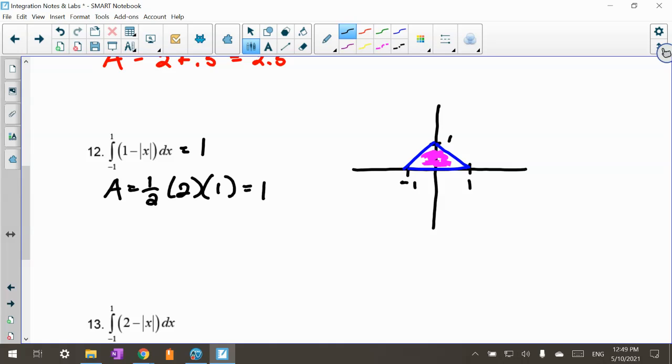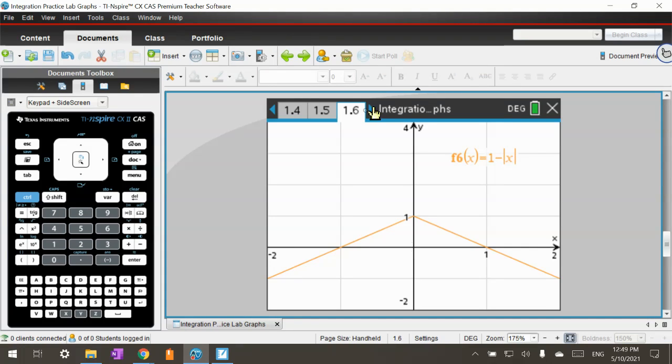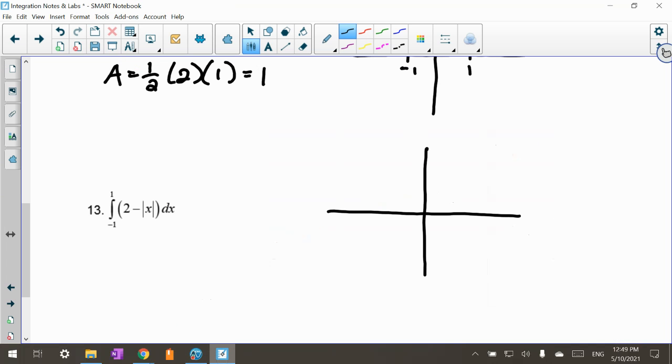And the last one on this page, 2 minus radical x. So, I'll look at the picture, it's the same picture, but now it's 2 up and 4 high. And they're having us go from -1 to 1. So it's still a triangle, but it's going from -2 to 2, and it's 2 high, excuse me.